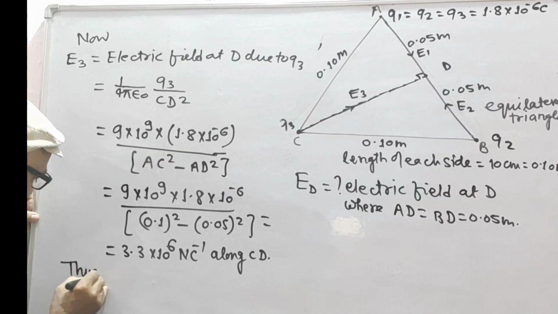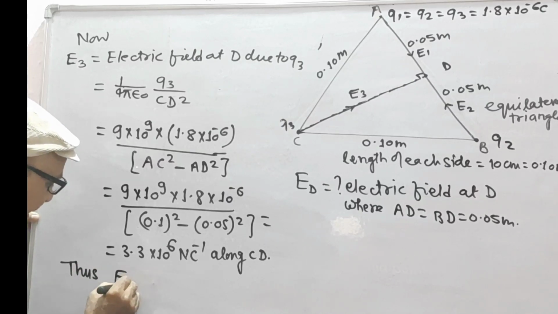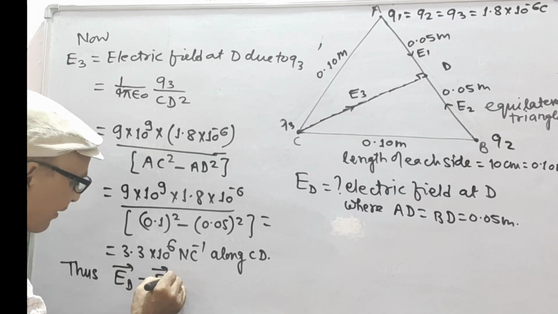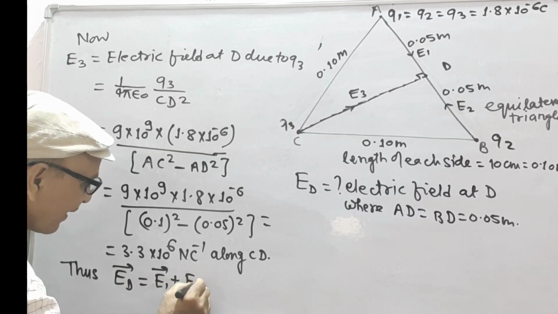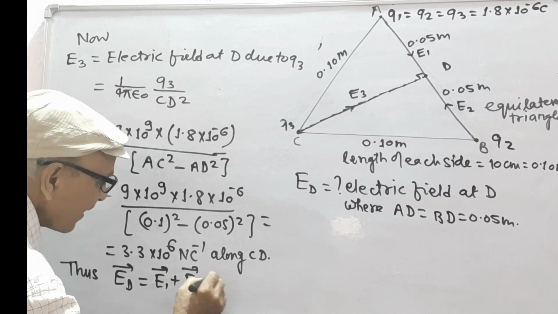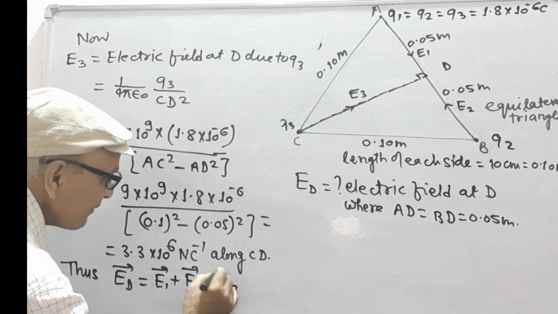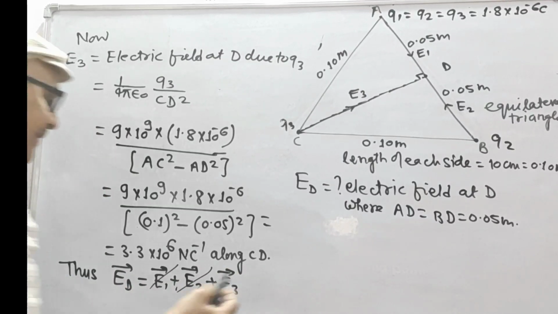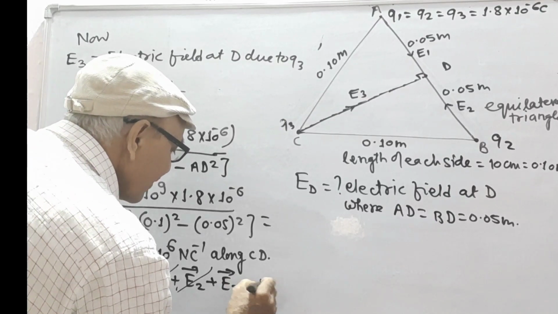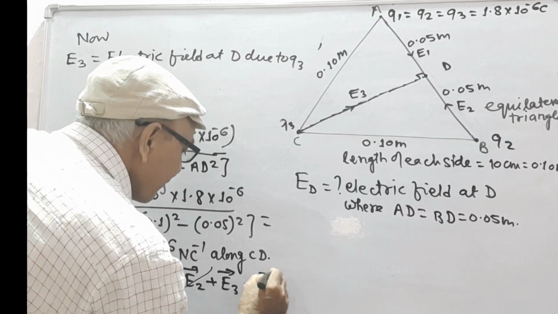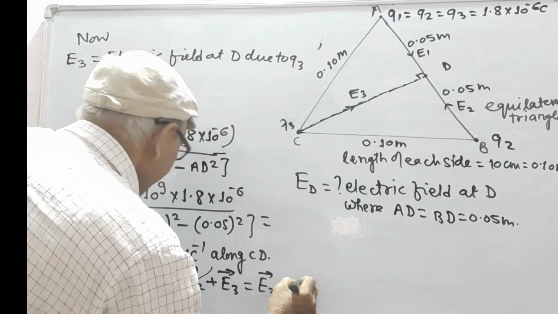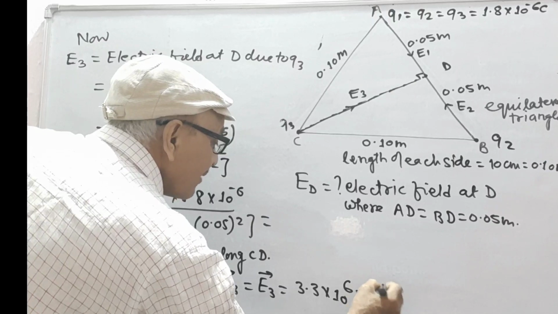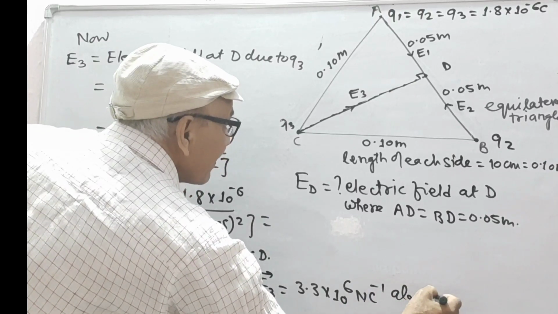Thus, the electric field at point D will be equal to E1 plus E2 plus E3. E1 and E2 cancel each other, therefore it will be equal to E3, which is 3.3 into 10 to power 6 Newton per Coulomb along CD.